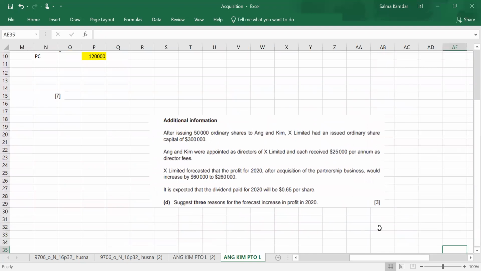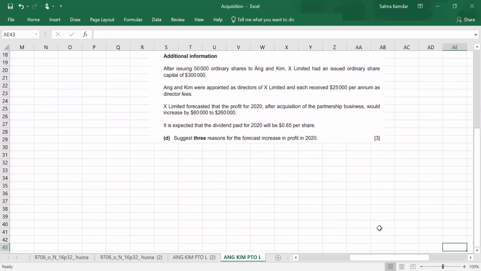After issuing 50,000 ordinary shares to Ang and Kim, X Limited had an issued ordinary share capital of 300,000. Ang and Kim were appointed as the directors of X Limited and each received 25,000 per annum as director fees. X Limited has forecasted that the profits for 2020 after acquisition of the partnership would increase by 60,000 and it will become 260,000. It is expected that the dividend paid for 2020 will now be 0.65 per share.